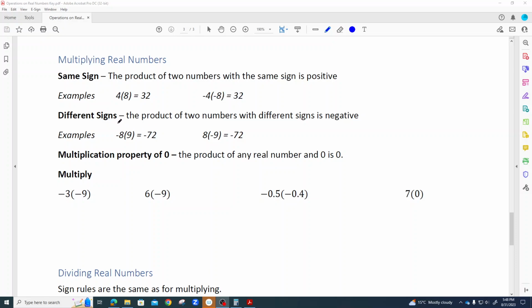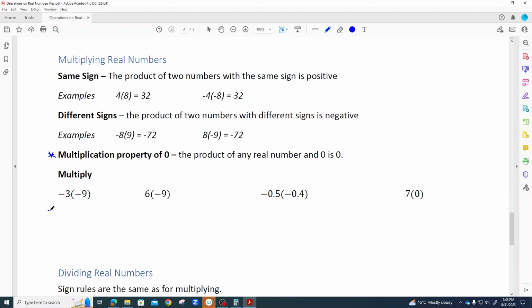If the numbers have different signs, then the product of the two numbers will be negative. So if I have two numbers with different signs, it comes out as a negative answer. Negative 8 times positive 9 is negative 72. Positive 8 times negative 9, also negative 72. The other rule that you have to know is that anything multiplied by 0 is 0.